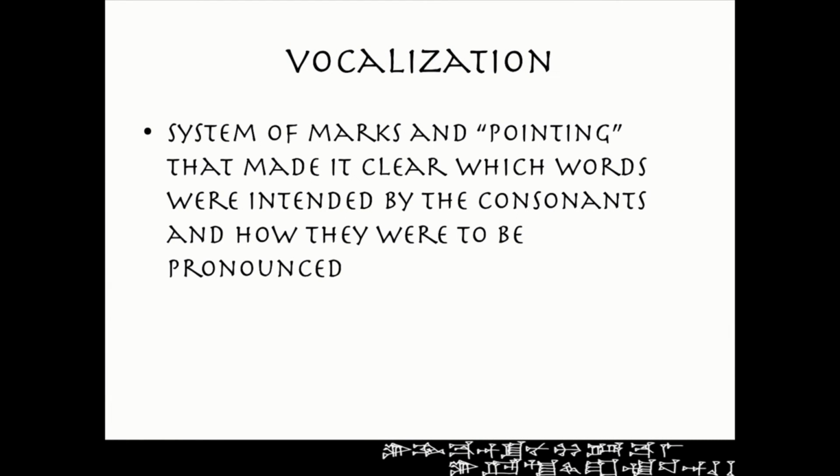Now, vocalization, and this is something that's important for us to realize. The vocalization was a system of marks and pointing that made it clear which words were intended by the consonants and how they were to be pronounced. If you remember, the Hebrew text was consonantal in the Proto-Masoretic period and through most of its transmission. But during this period in particular, the vocalization, these points, these marks, were added around the consonantal text in a way that was systematized. And these indicated how the Masoretes understood the individual words.